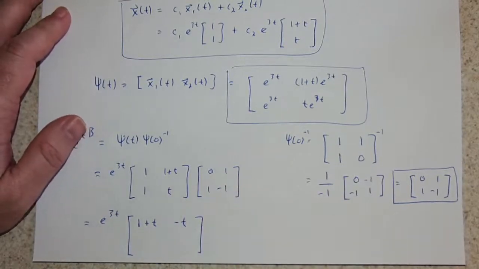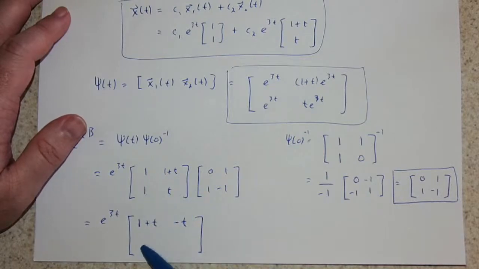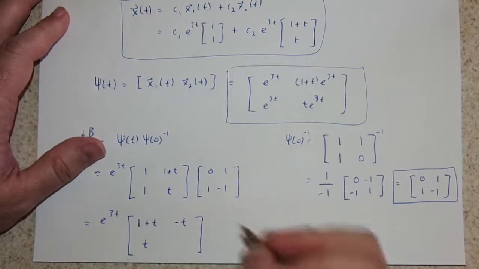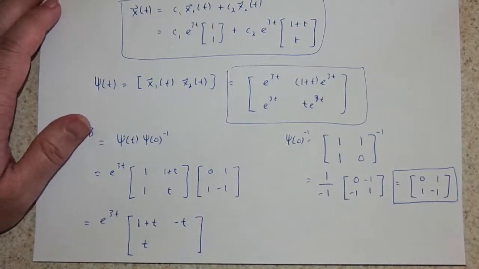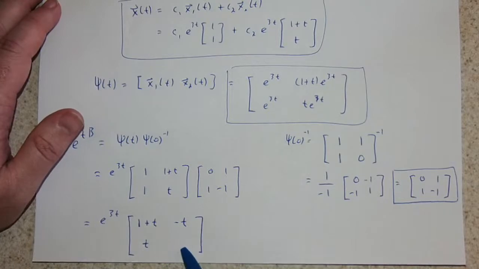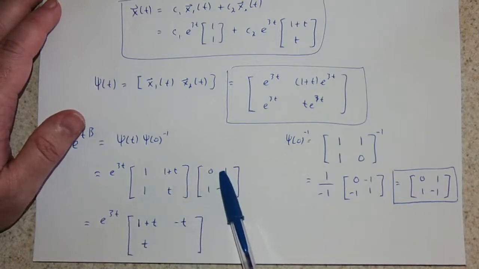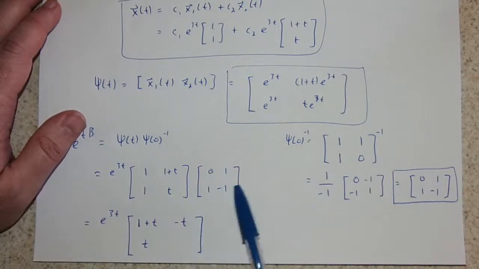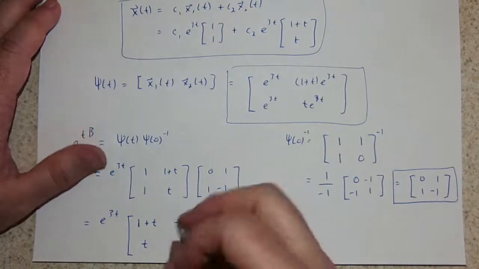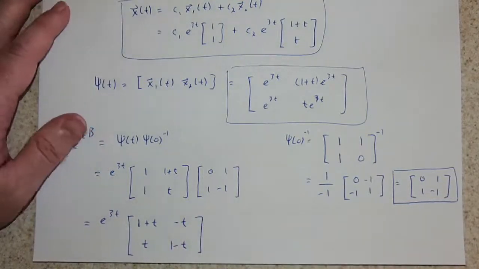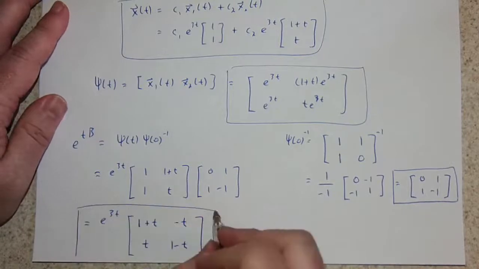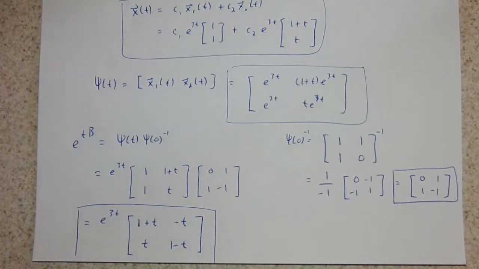Okay. In this slot, second row, first column, so 1 times 0 plus t times 1, so this is t. And then in the very last slot, second row, second column, this would be 1 times 1 plus t times minus 1, so 1 minus t. And that's it. So that's my matrix exponential.